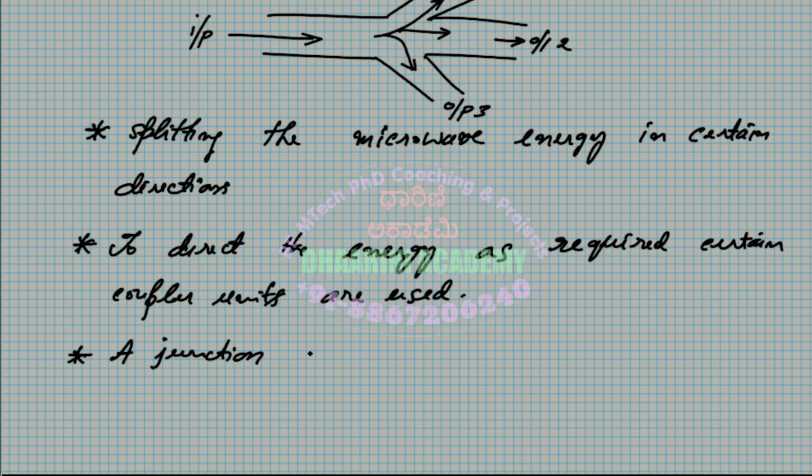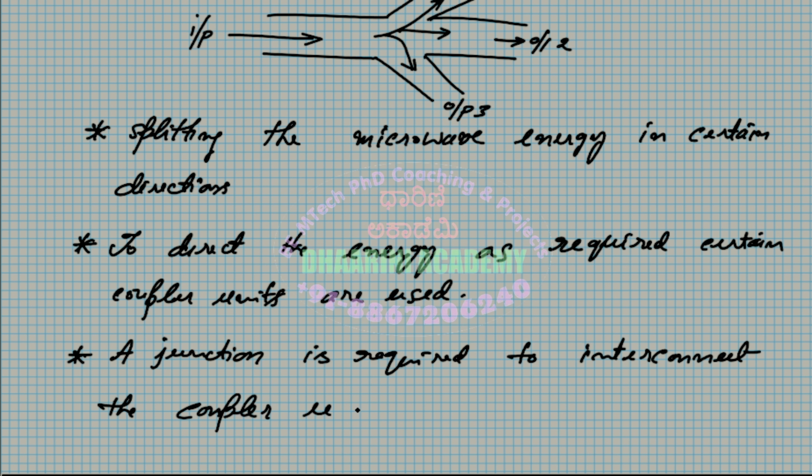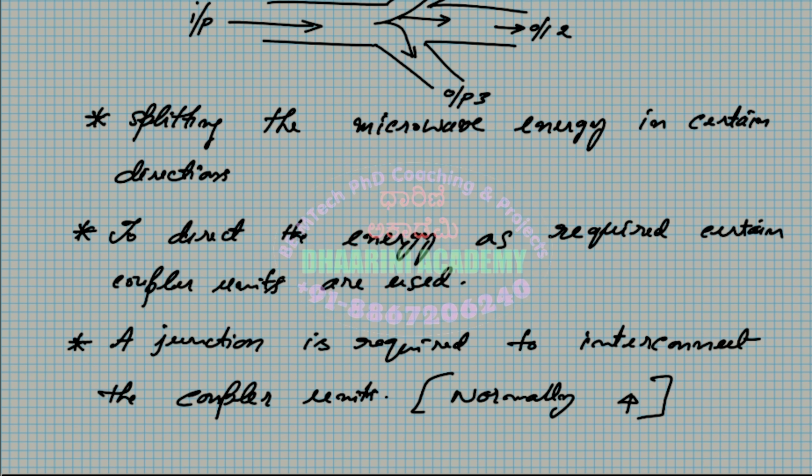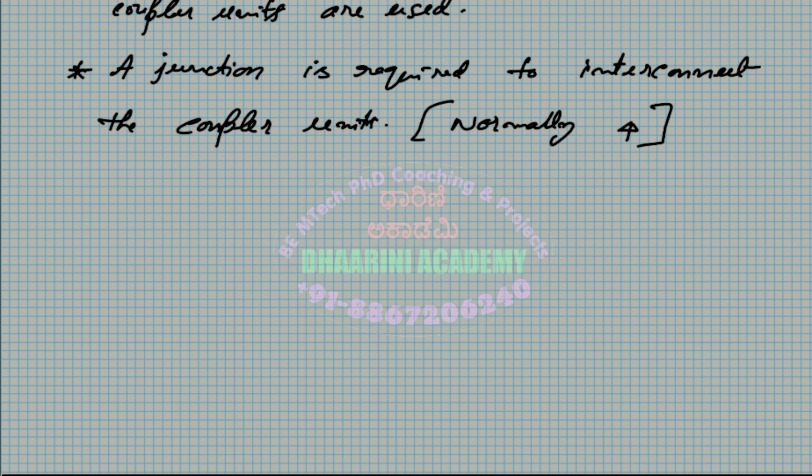So a junction is required to interconnect the coupler units. Normally, what is the size? Four units can be connected. This is the general application: one input, three outputs, so four coupler units can be clubbed together in a junction.